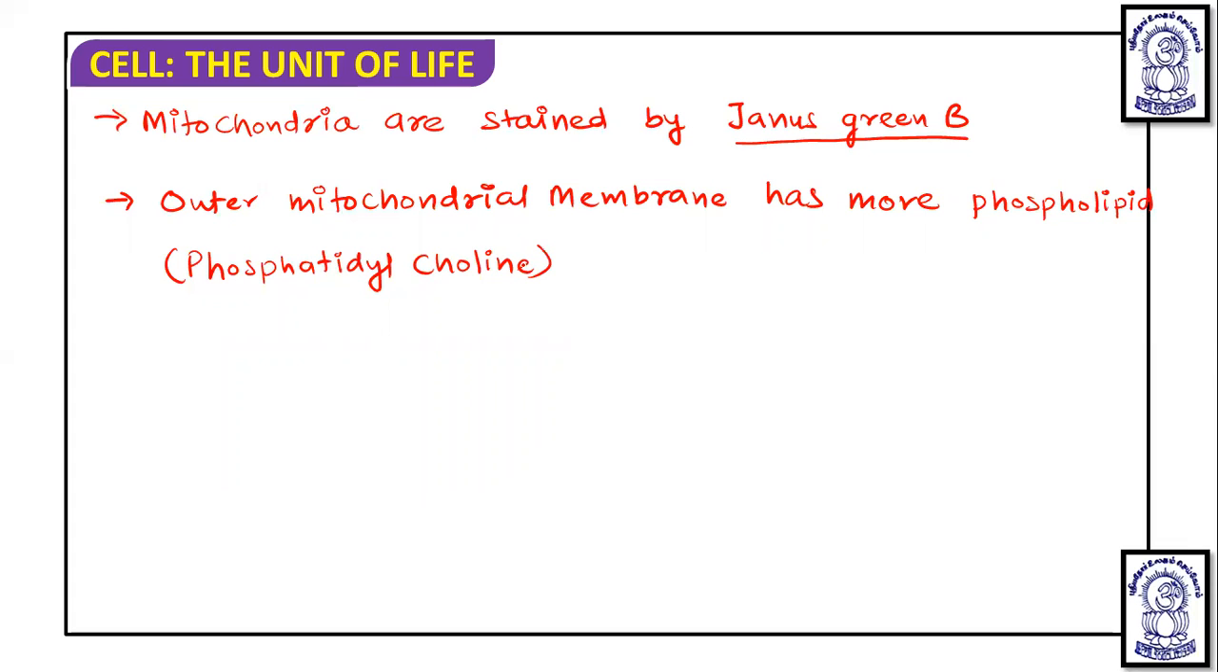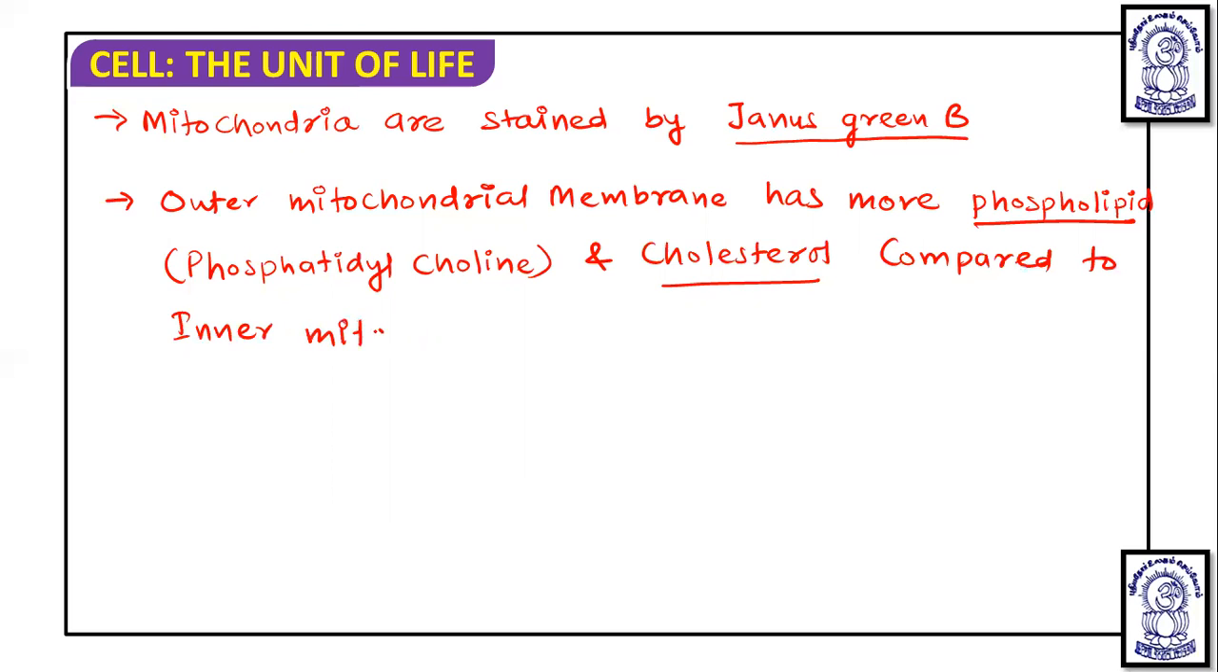So this phosphatidylcholine is a phospholipid and cholesterol. So the outer membrane has more phospholipid and cholesterol. The phospholipid which is present in the outer mitochondrial membrane, that is specifically phosphatidylcholine, is more compared to the inner mitochondrial membrane.